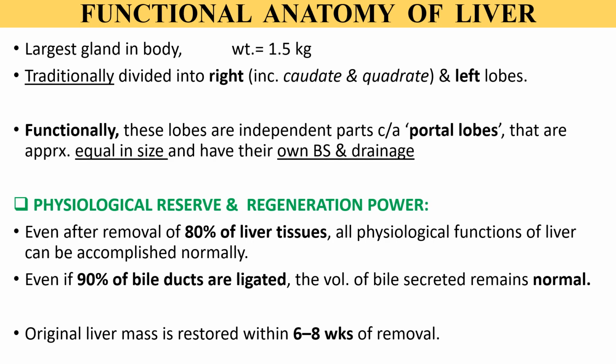Before going into the deep physiological aspects of how liver and gallbladder functions, let us get a brief anatomical knowledge about the organs. Liver is the largest gland in human body that weighs about 1.5 kg. Traditionally, it is divided into a right lobe that includes the caudate and quadrate lobes and a left lobe. Functionally, these lobes are independent parts and called as portal lobes that are approximately equal in size and have their own blood supply and lymphatic drainage.